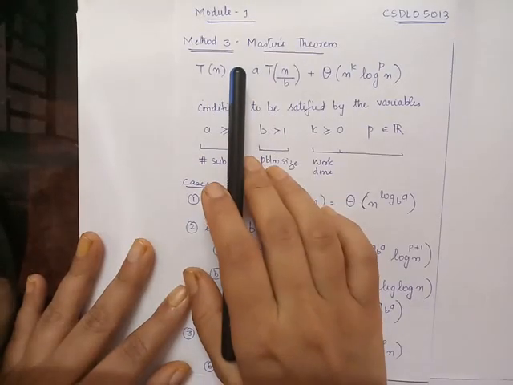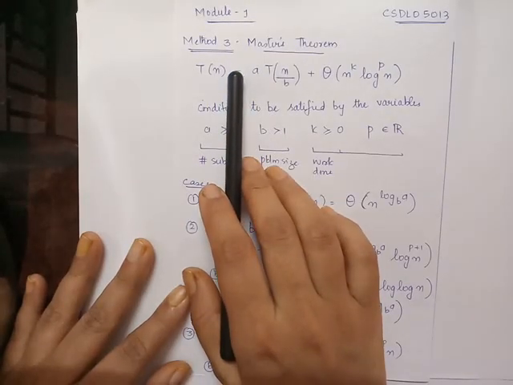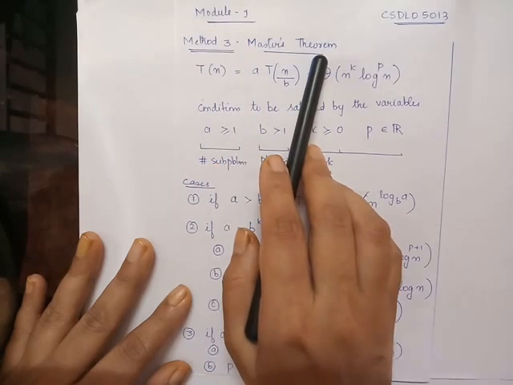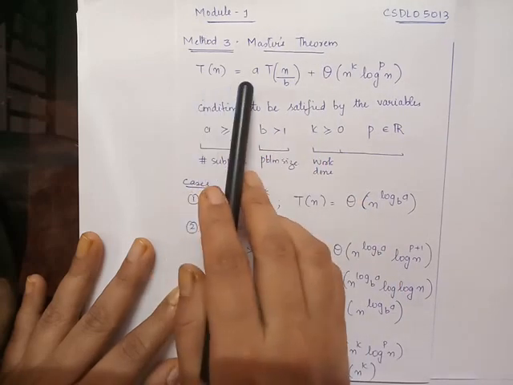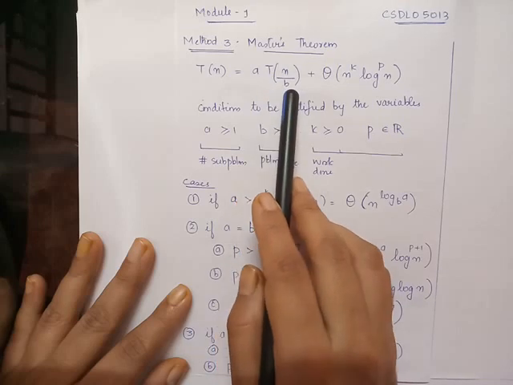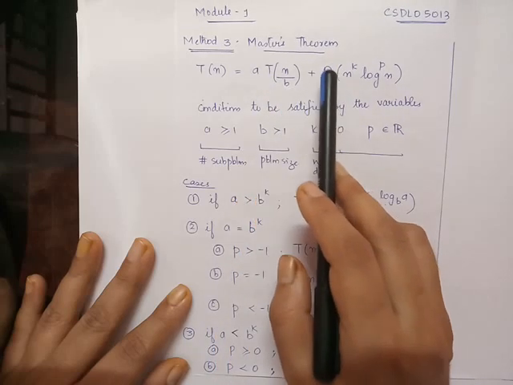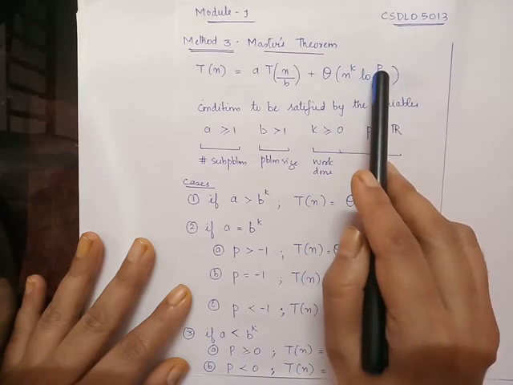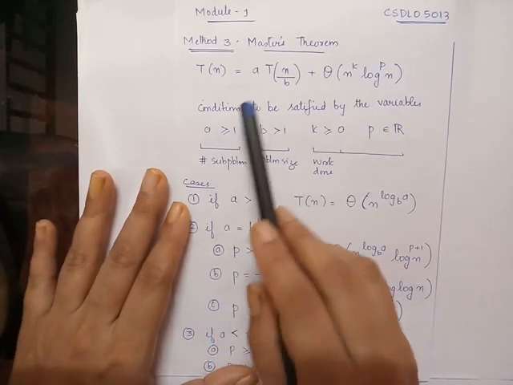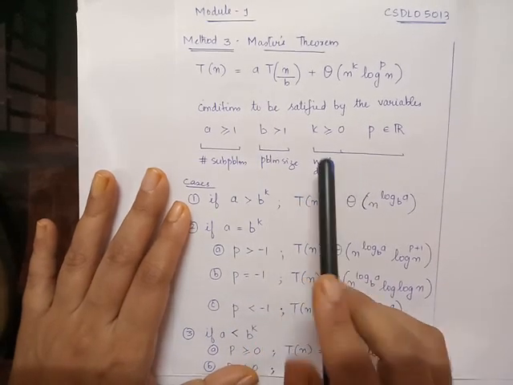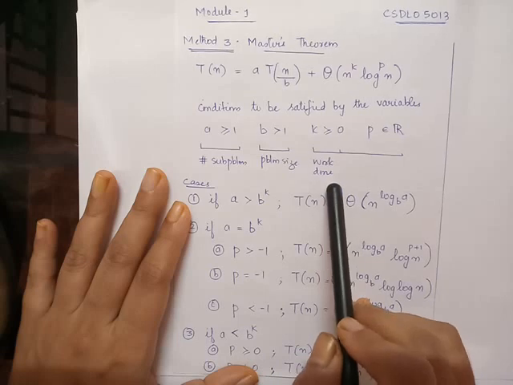Good morning, students. Let us continue with the discussion on the complexity of recursive algorithms using this third method, that is Master's theorem. Suppose our T(n) is in this form, that is a times T(n/b) plus theta of n raised to k log n raised to p. Here, what is a? a is the number of subproblems, b is the problem size, and k is the work done.